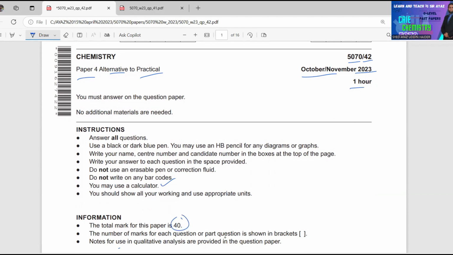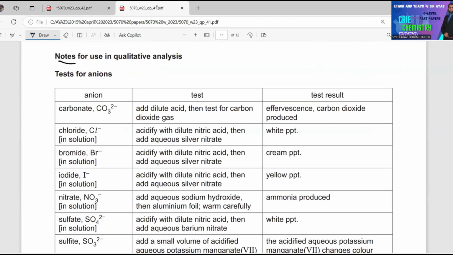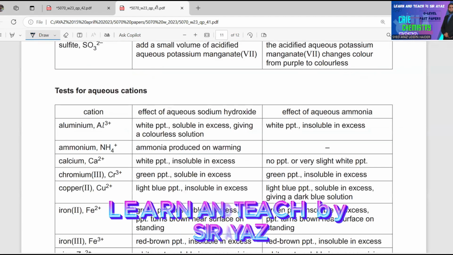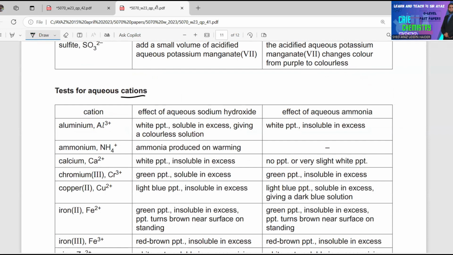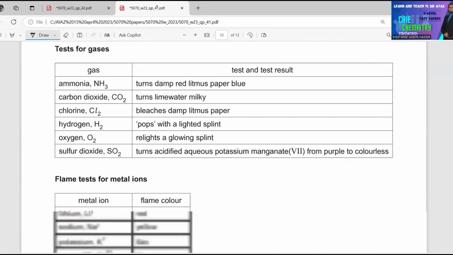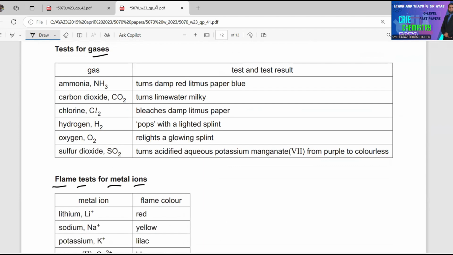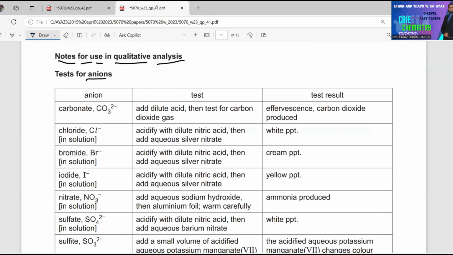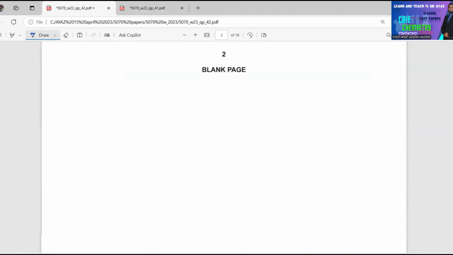Notes for use in qualitative analysis are provided in the question paper. You will have notes for use in qualitative analysis. These are the tests for anions. Then you have tests for cations. Then you have tests for gases, as well as flame tests for metal ions. So let's start the paper.